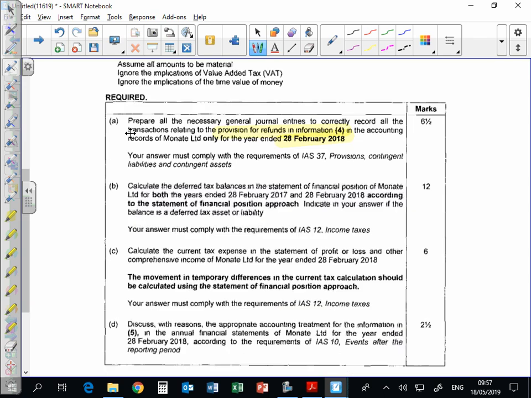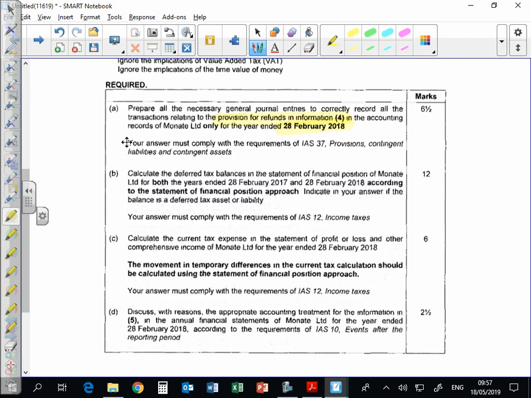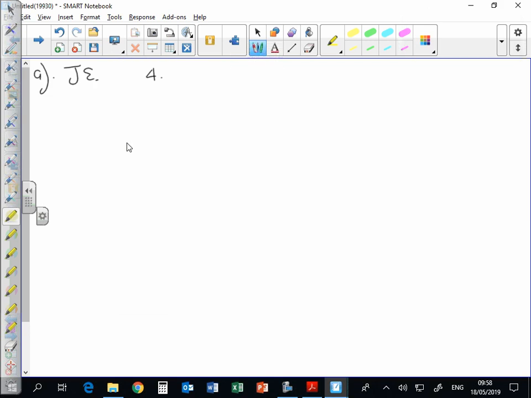Right, that's part A. Your answer must comply with IAS 37 provisions, contingent liabilities, and contingent assets. The next question is to calculate the deferred tax balances in the statement of financial position of Munante for both the years ended 28 Feb 2017 and 28 Feb 2018. In terms of that, we will have our draft over here for 2017.